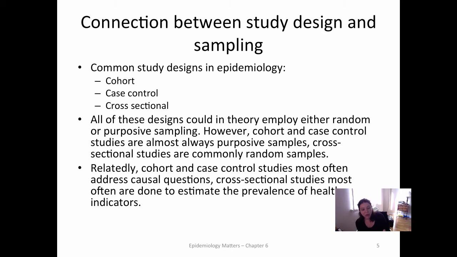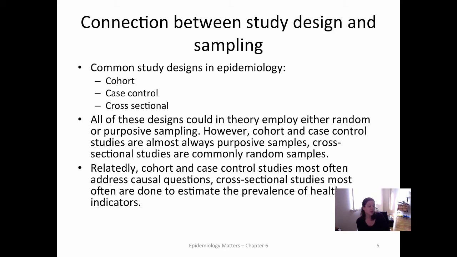Now, when we go to study design, there are three main common study designs in epidemiology. These are cohort studies, case control studies, and cross-sectional studies. So all of these studies could employ either random or purposive sampling, right? So you could do a representative sample, a random sample of a population, and then follow them forward in time to estimate who gets disease and who doesn't. So it would be a cohort study with representative random sampling.